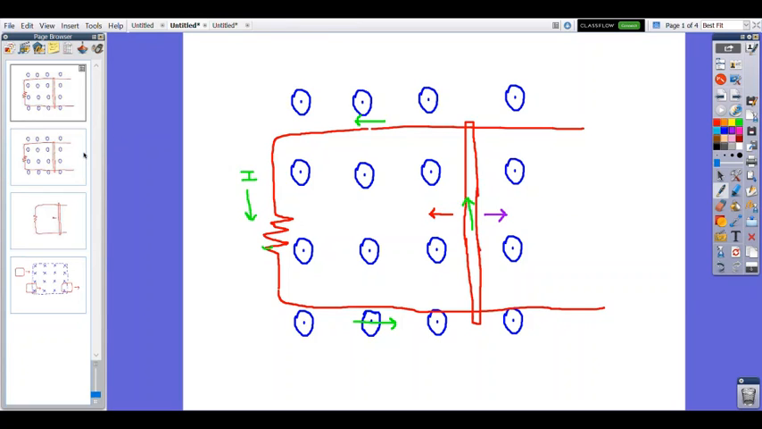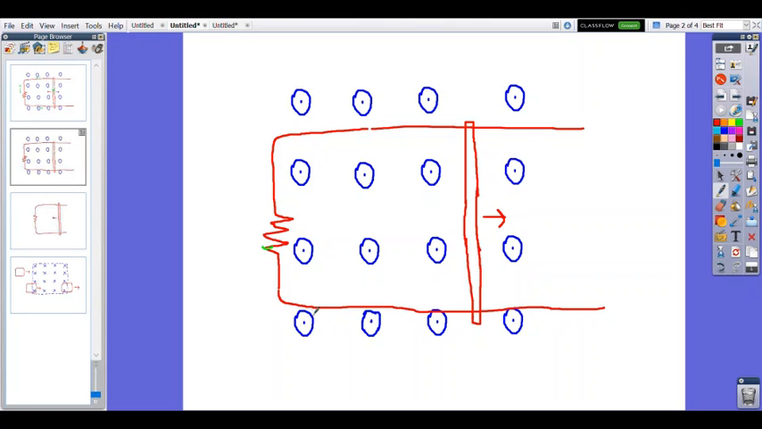So let's sort of see what happens. Start this over again, and let's see what happens. Say I were to move this rod from the very beginning to the right instead, okay? So you should be able to do Lenz's law to find out the direction of the induced current.